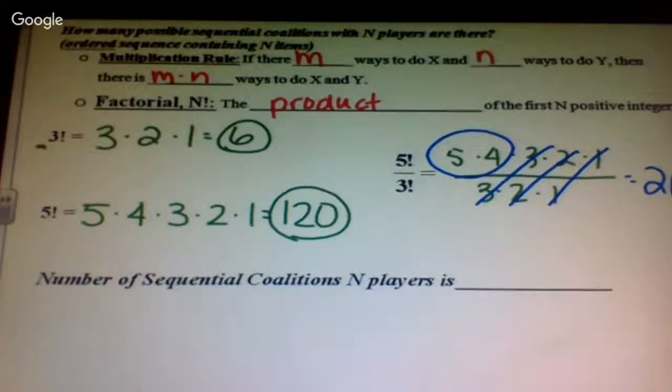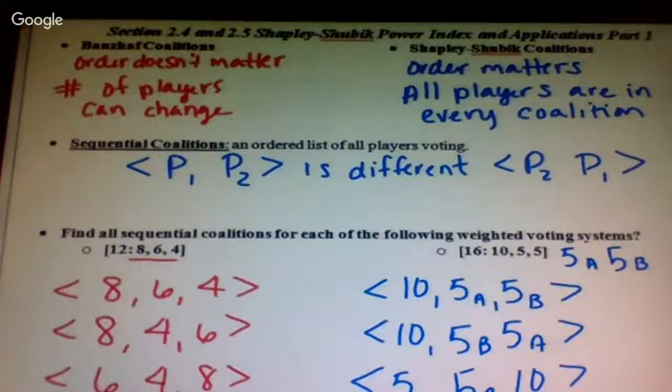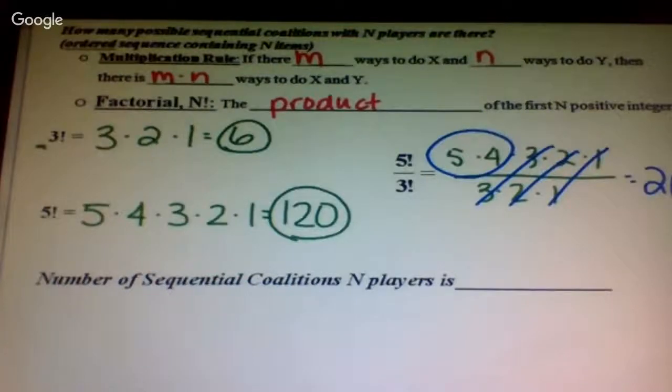Number of sequential coalitions then. To find out how many of these I need to create, I use the formula n factorial. So if I have 3 players, I have 6 ways to write out coalitions. If I have 4 players, we have 24 ways to write out coalitions. That exclamation point is your factorial button. That means factorial.